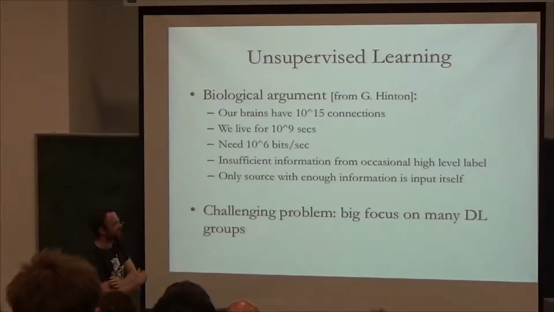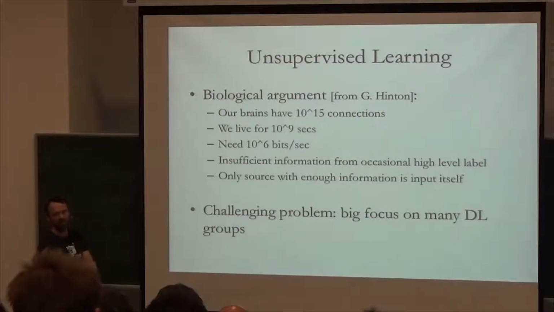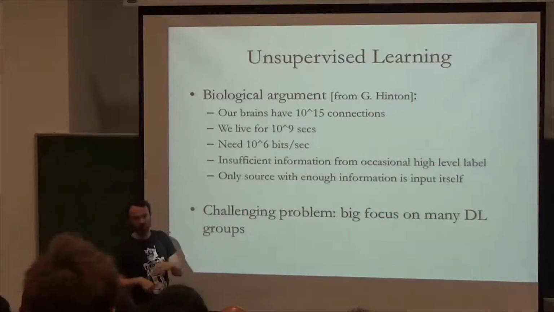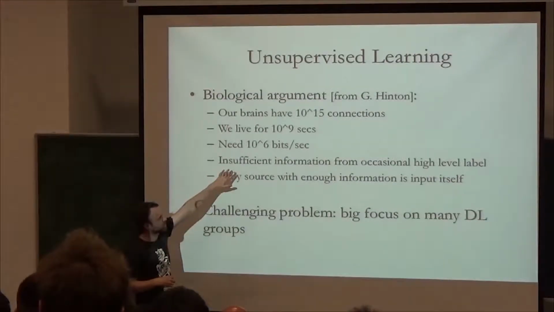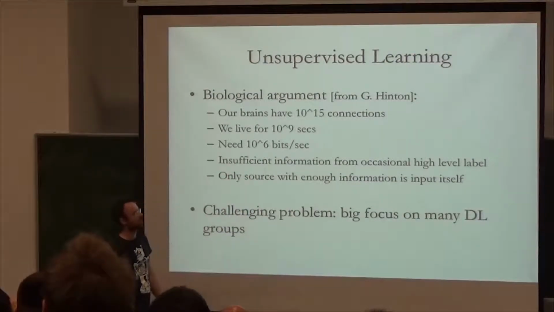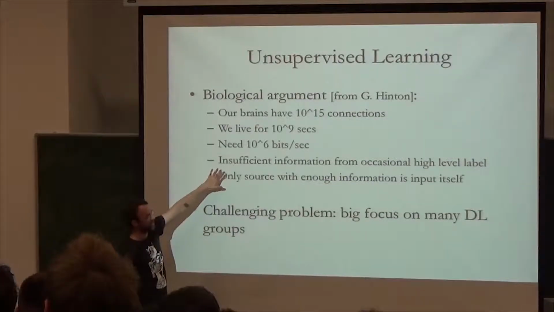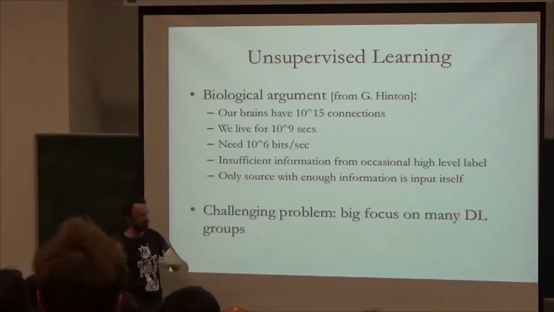And then the final motivator is a slightly interesting argument made by Geoff Hinton, a biological one. He's arguing that our brains have about 10 to the 14 or 15 connections, synapses between the neurons, but we only live for about 10 to the 9 seconds. So if we wanted to set those weights in some rational way, we would need to be setting about 10 to the 6 bits per second, assuming a single bit per connection. And the point is that, of course, this is uniform across your existence, but in practice you learn a lot more when you're an infant.